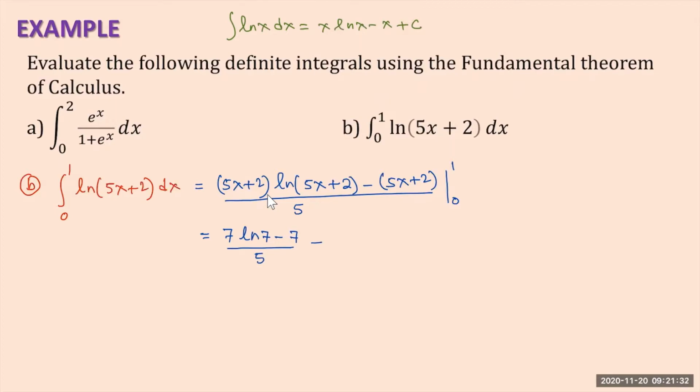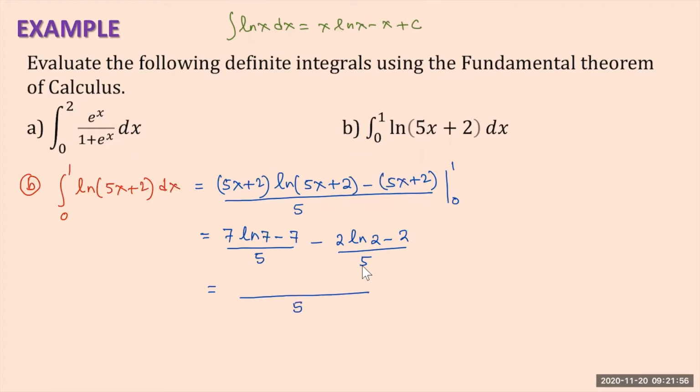Then minus, now if you plug in 0, 5 times 0 plus 2 is 2. So the value of 5x plus 2 will be 2. It will be 2 natural log of 2 minus 2 divided by 5. Now we have a common denominator of 5.